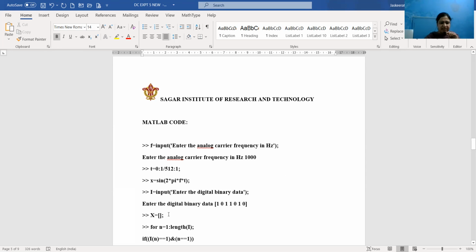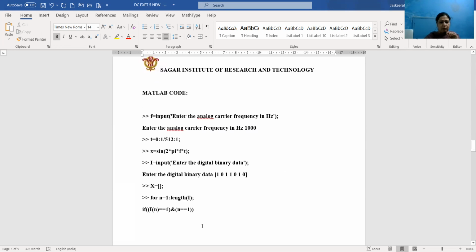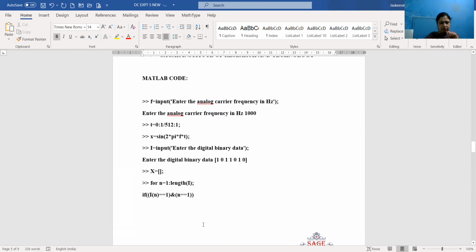Now capital X represents the ASK modulated signal. Initially, I'll take it as a null matrix. Now, for generation of the ASK modulated signal, I'll write the program in a loop: for n = 1:length(i). That means I will write a parameter n which will start from 1 and end at the length of i. Here i is the digital binary data, and I have written 7 samples in i. So the length of i means 7.